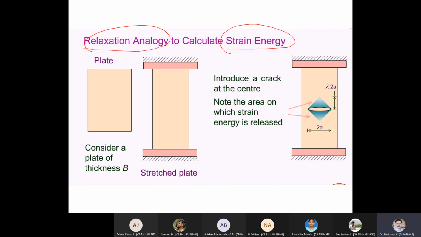Let us take a plate, with unit thickness or a thickness B. You can consider this plate as something like a balloon. It's an elastic kind of material, no?